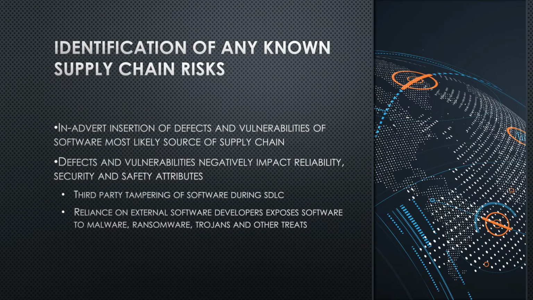Identification of non-supply chain risks. Inadvertent insertion of defects and vulnerabilities in software is the most likely source of supply chain risks. Defects and vulnerabilities negatively impact reliability, security, and safety attributes. This arises because of third-party tampering of software during the software development lifecycle and also reliance on external software developers, which expose software to malware, ransomware, trojans, and other threats.